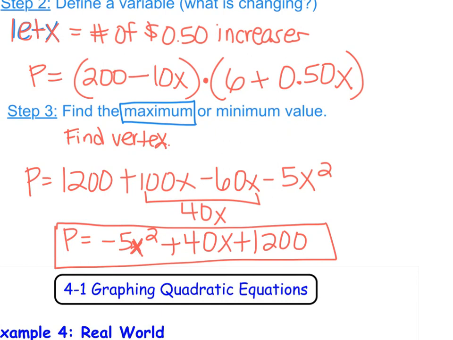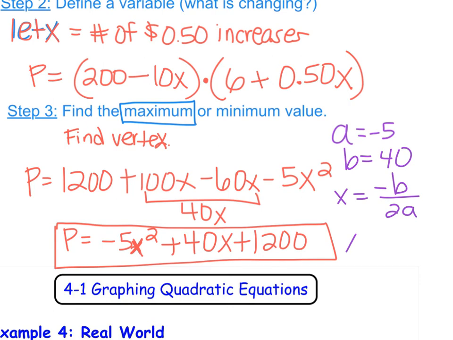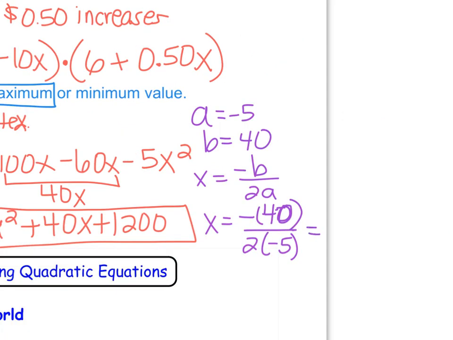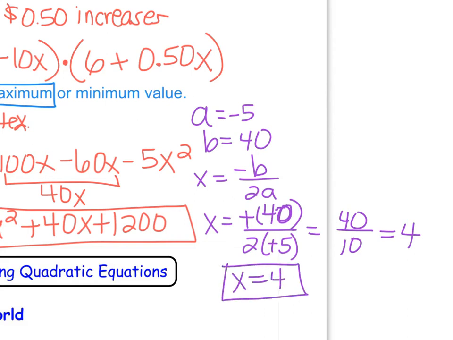So our A value is negative 5, and then our B value is 40. So we're going to do negative B over 2A. So x is equal to negative of 40, our B value, over 2 times negative 5. So we get a negative over negative is a positive, and so that'll be 40 over 10, which is equal to 4. So our x value of the vertex is 4.